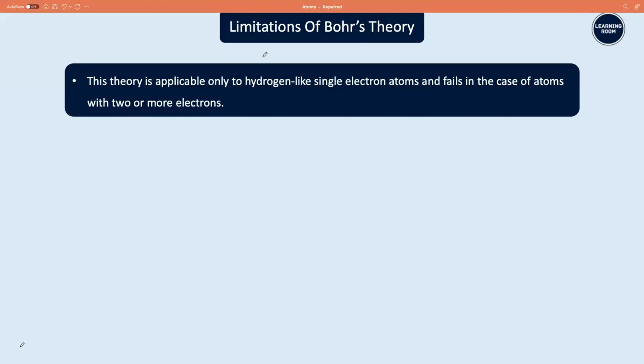The last concept of this chapter is limitations of Bohr's theory. The first point: this theory is applicable only to hydrogen-like single electron atoms and fails in the case of atoms which have more than one electron. What I mean by hydrogen-like atom is, if I take lithium, it will fail. But Li2+, it will pass. Why? Because it is not a hydrogen atom, but a hydrogen-like atom which has only 1 electron. Lithium has 3 electrons, out of which 2 are lost, so it will have 1 electron. That is why it is for hydrogen-like atoms, not only for hydrogen.